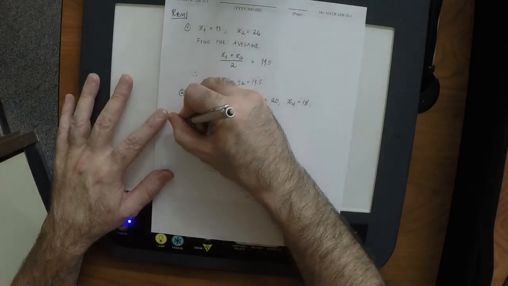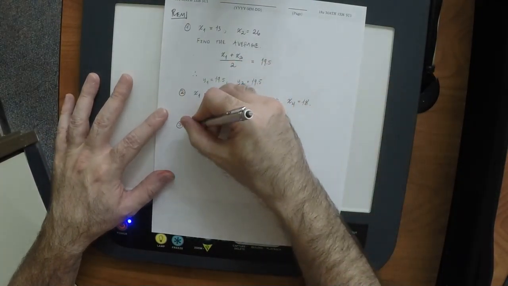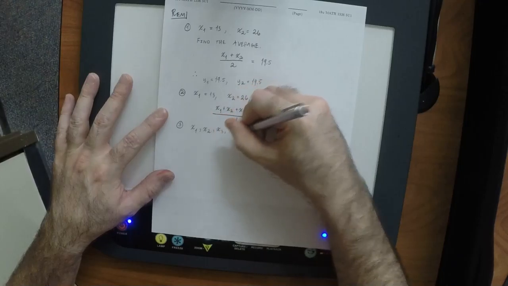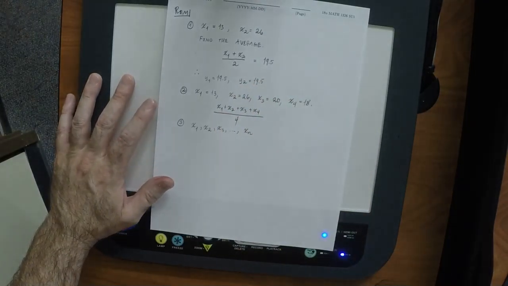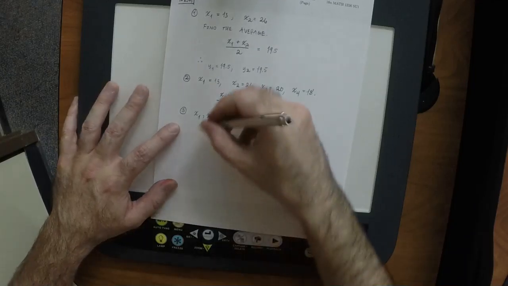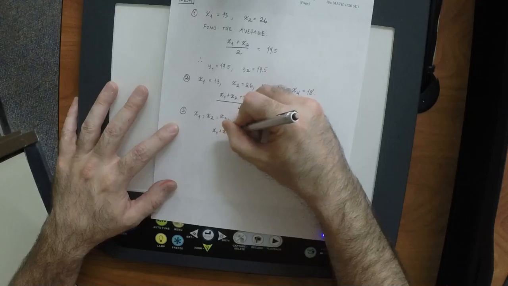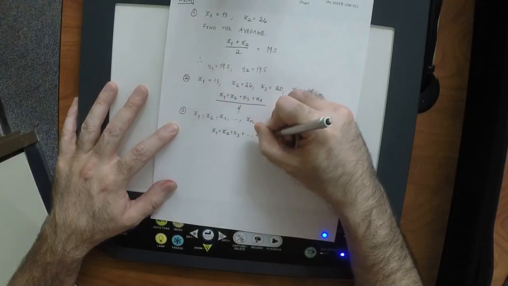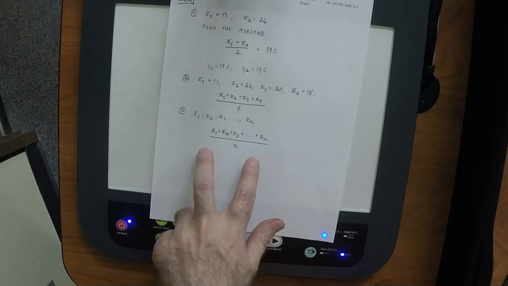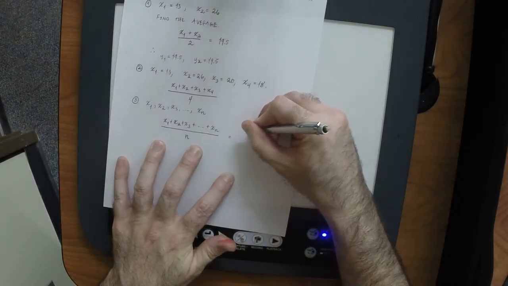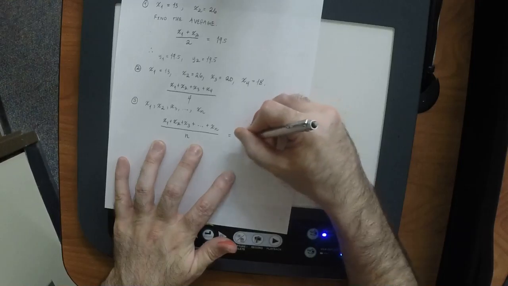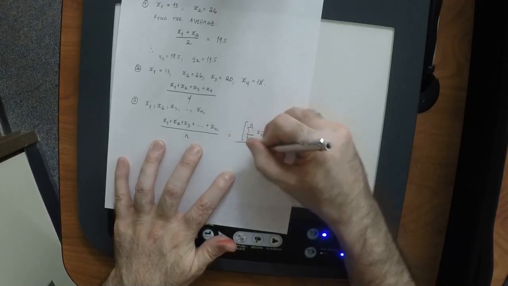Okay. So then, what if we had x1, x2, x3, all the way up to xn? So we had n different measurements. How could we compute the average in that case? Well, add them all up and divide by n. So it would be x1 plus x2 plus x3 plus ... xn over n. But we can write the numerator in a nicer way. We can say that this is the summation from i equals 1 to n of xi, like so, and then all over n.